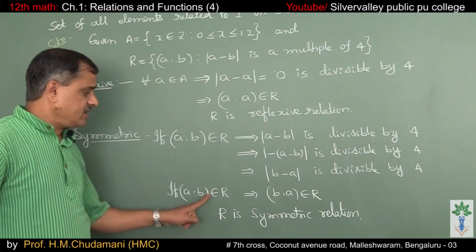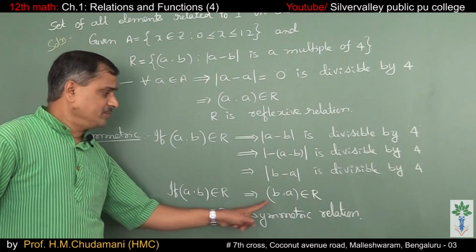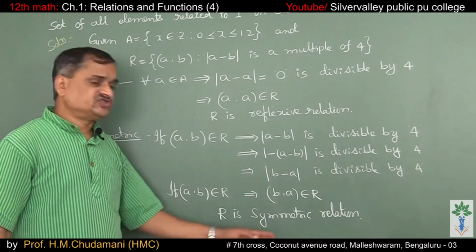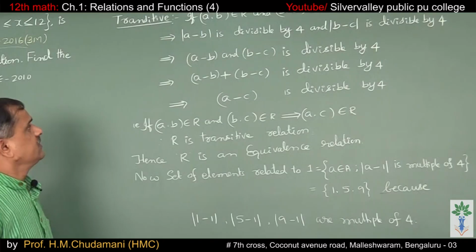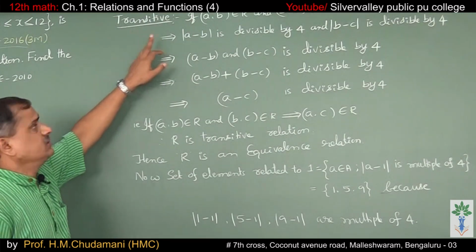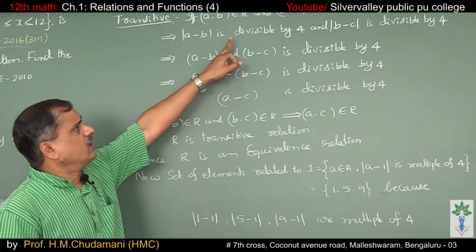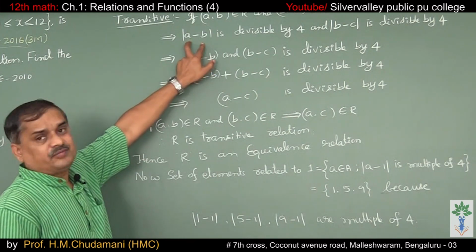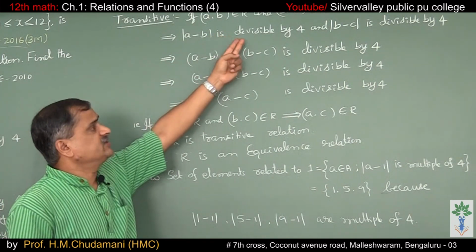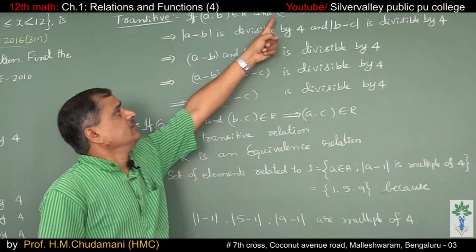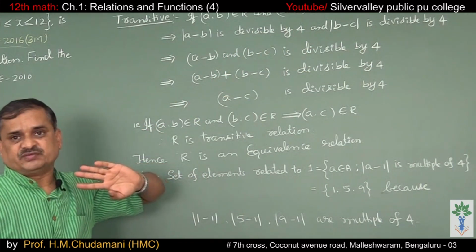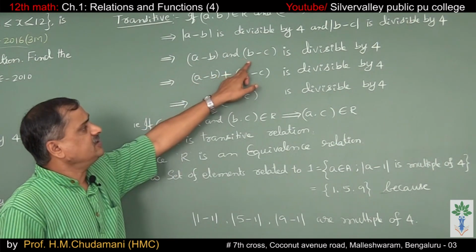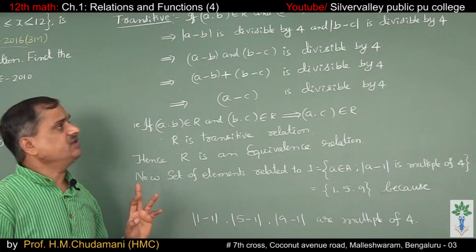That means if (a, b) belongs to the relation, it implies (b, a) belongs to the relation. Therefore, R is a symmetric relation. Let us verify transitive relation. If (a, b) belongs to R and (b, c) belongs to R, this means modulus of a minus b is divisible by 4 and modulus of b minus c is divisible by 4. Therefore, a minus b and b minus c are divisible by 4.